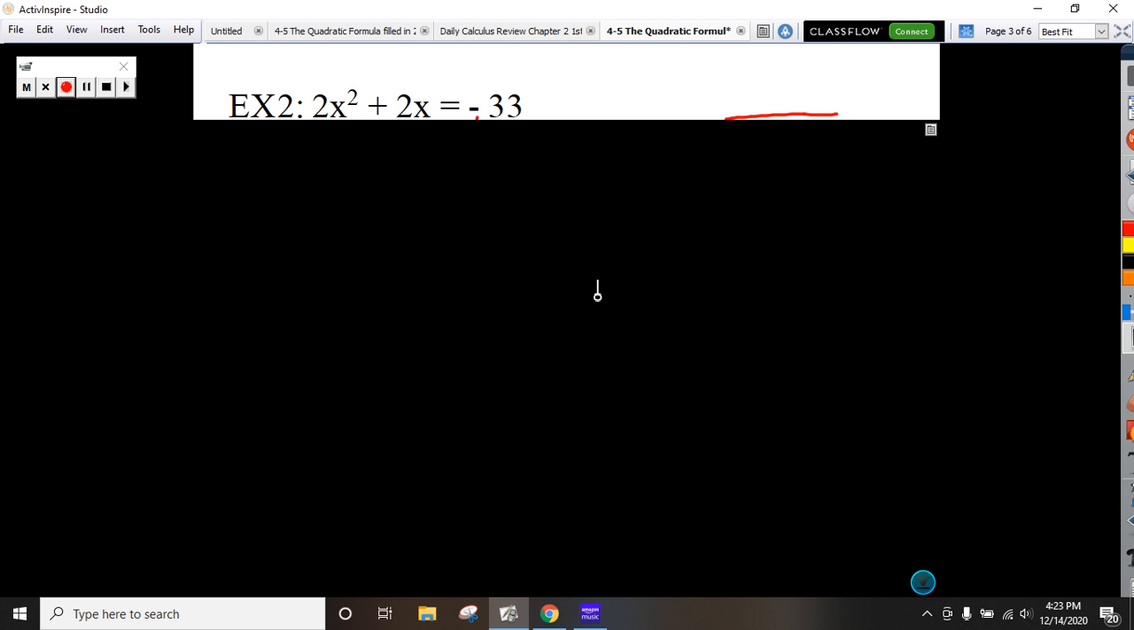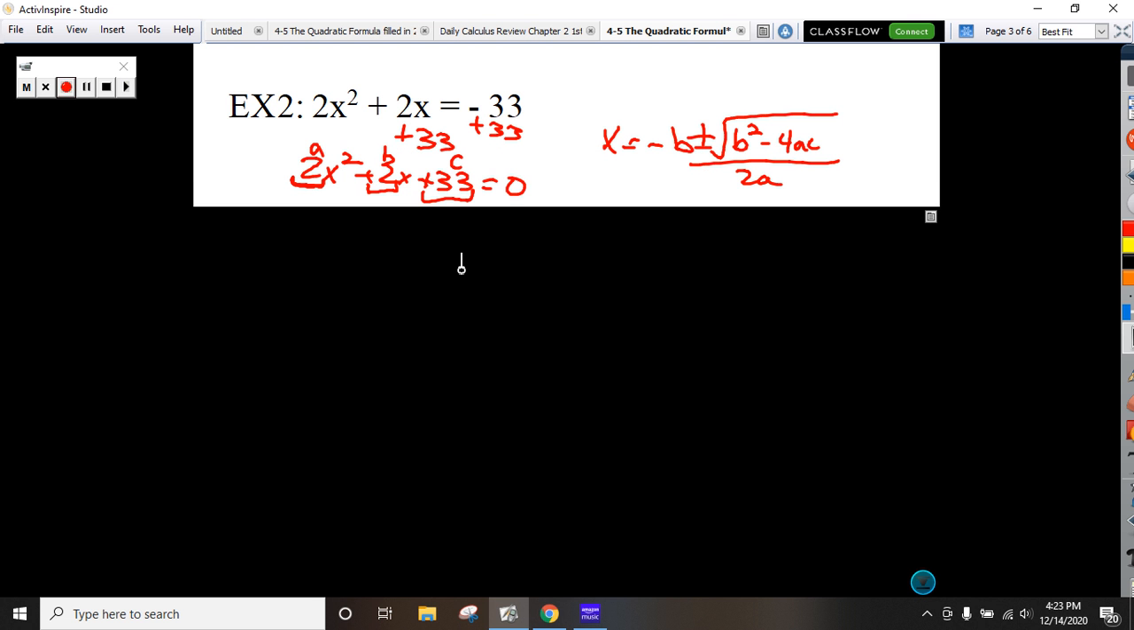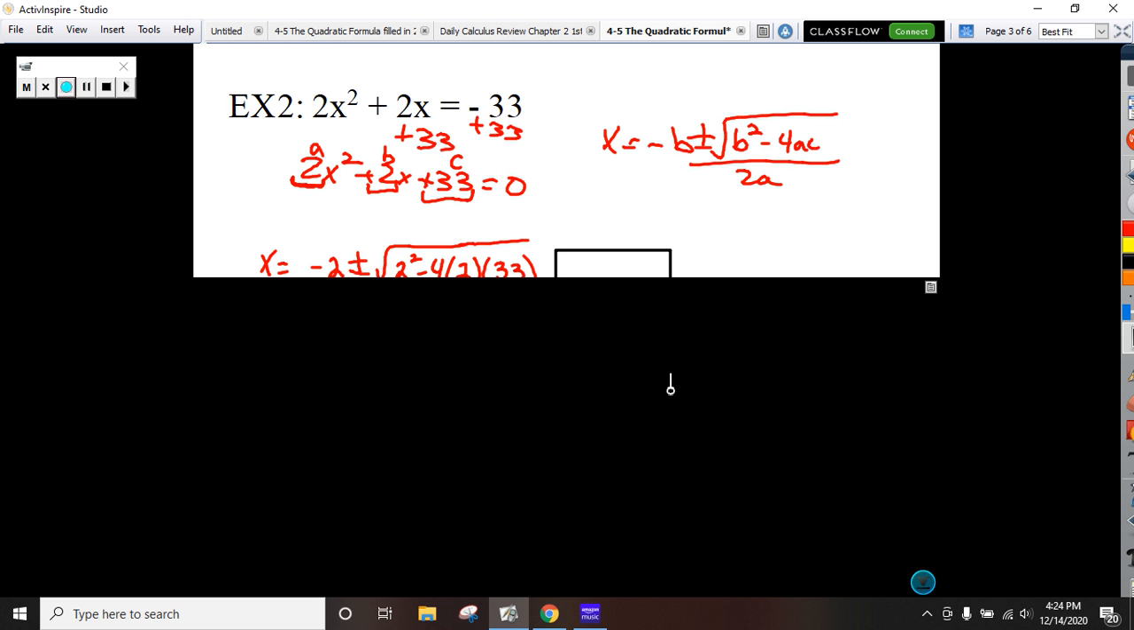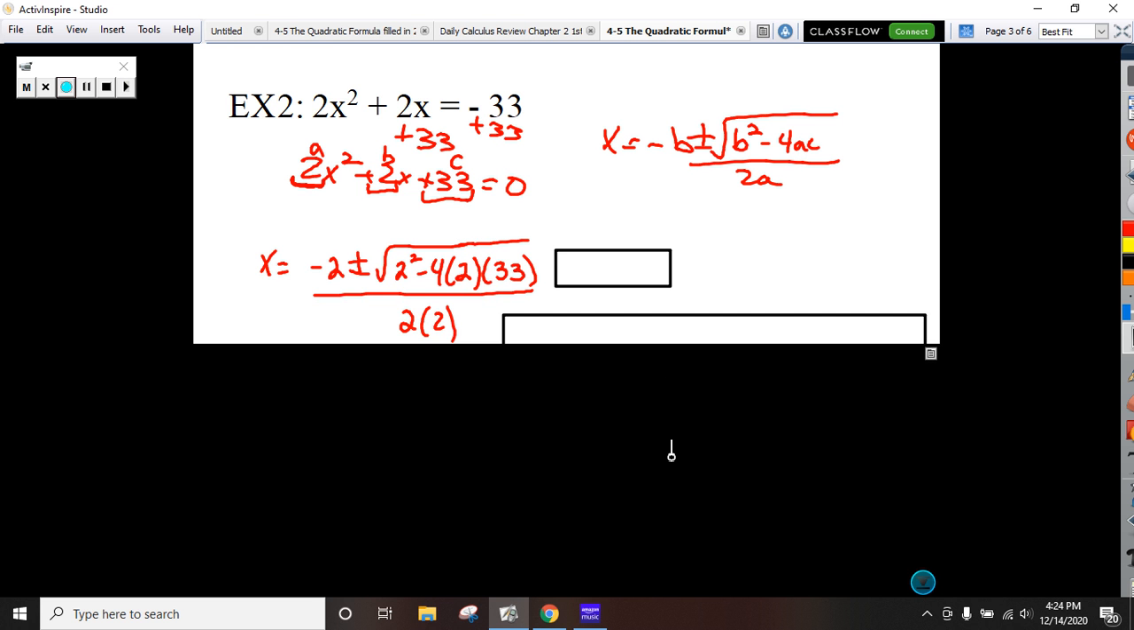So this next one is not ready for us to use the formula yet. We do have to get it equal to 0, so I'm going to add the 33 over here so that I can see my a, b, and c from my equation. Again, the a comes from the x squared, the b is with the x, and the c is the constant number. So now I know all 3 values to substitute into my formula, which I'm going to show here.